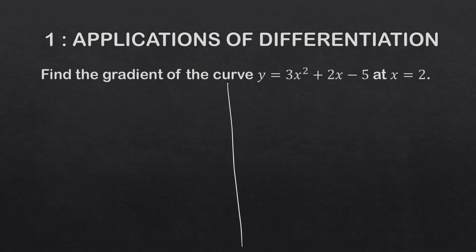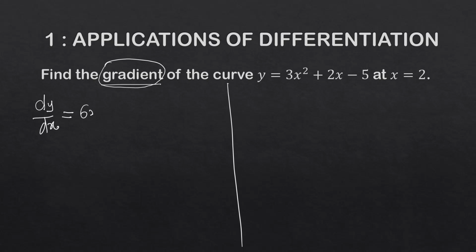Let's start. The first question said, find the gradient of the curve y equal to 3x squared plus 2x minus 5 at x equal to 2. So I'm going to say that whenever you hear this word gradient or you see the word gradient, it simply means dy/dx. And we are going to solve this.